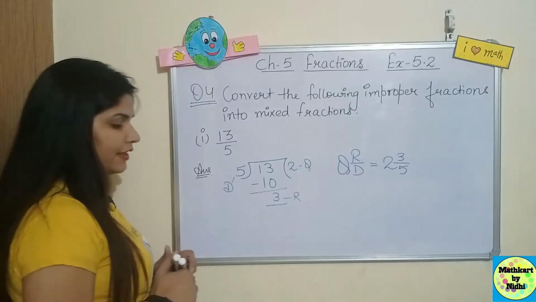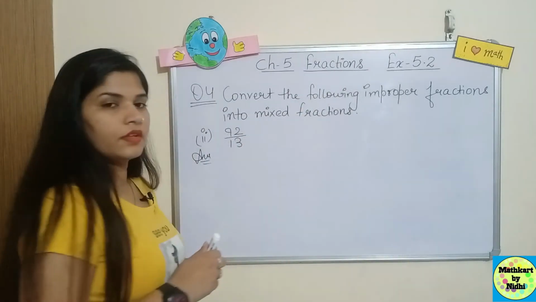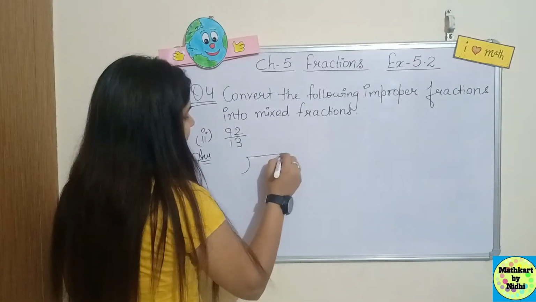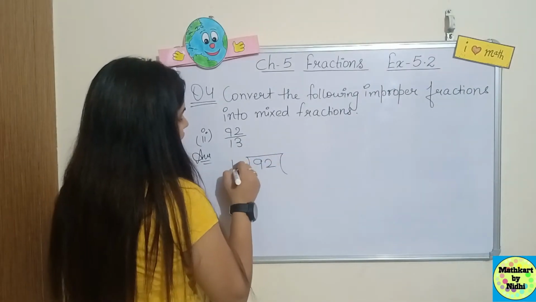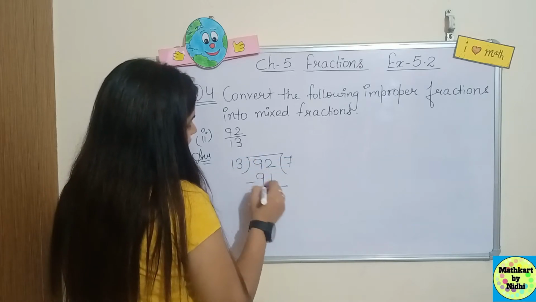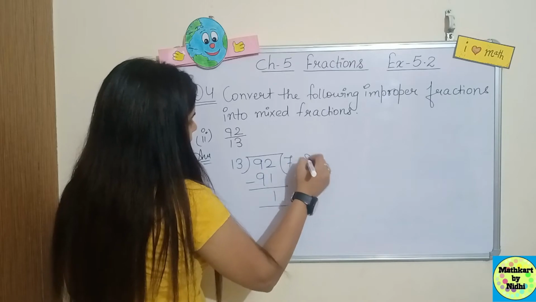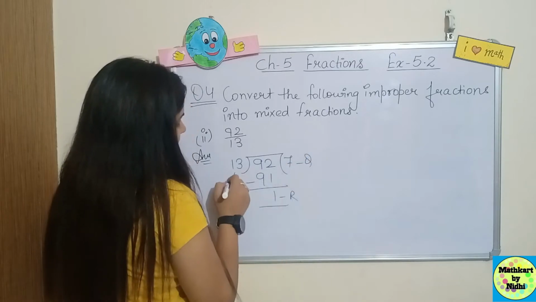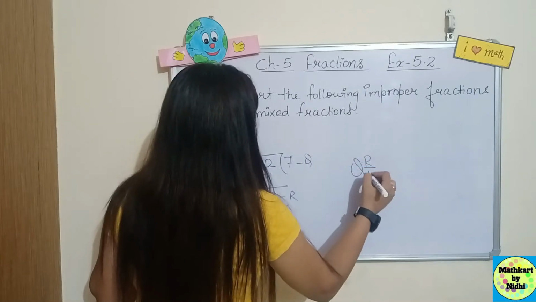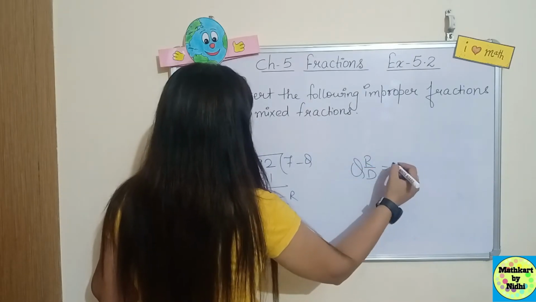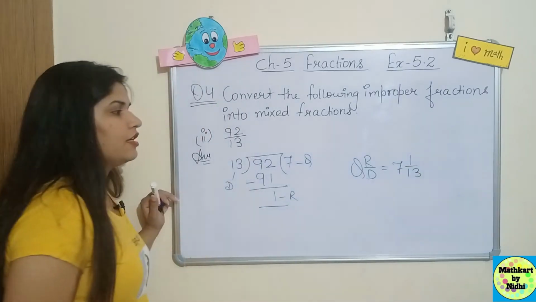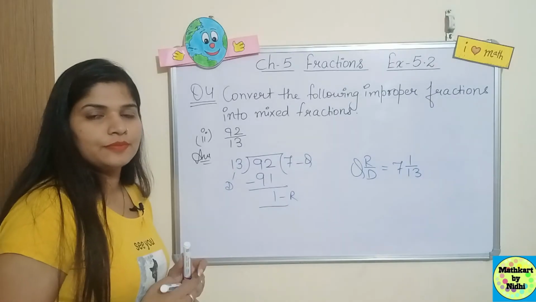Let us see the second part. It is 92 by 13. Let us see how to do it. 13 7s are 91. 1 is the remainder. So this is the quotient, this is the remainder and this is the divisor. When we write it in QRD, quotient was 7, remainder is 1 and divisor is 13. So the answer is 7, 1 upon 13.